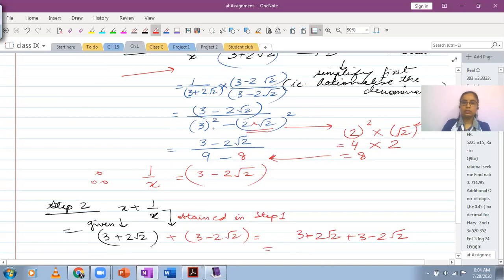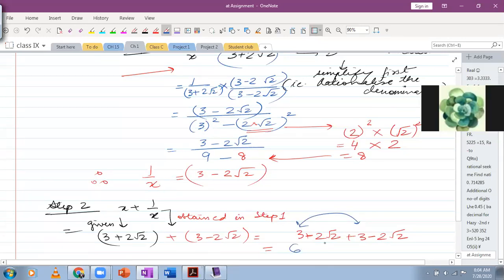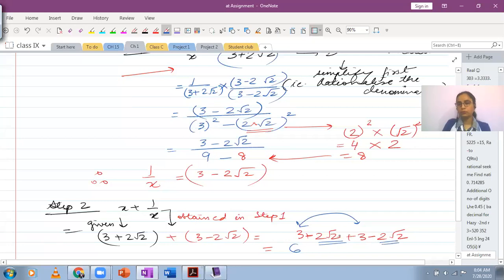So now see or look for yourself if there are any like terms. So these are like terms. 3 plus 3, this becomes 6. And these two root 2 get cancelled. So this is your answer.